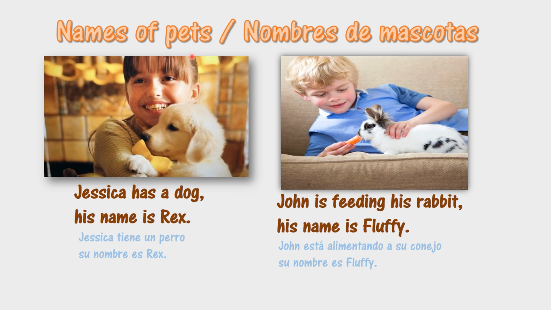Names of pets, nombres de mascotas. Jessica has a dog. His name is Rex. Jessica tiene un perro. Su nombre es Rex. John is feeding his rabbit. His name is Fluffy. John está alimentando a su conejo. Su nombre es Fluffy.